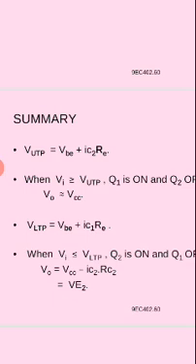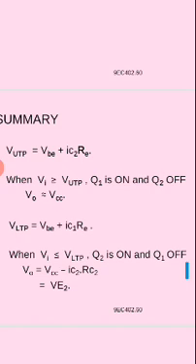Summary: UTP equal to VBE plus IC2 RE. When Vi greater than UTP, Q1 is on and Q2 off. V0 equal to nearly VCC.